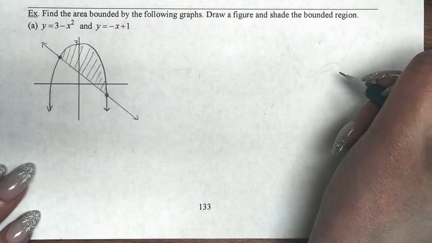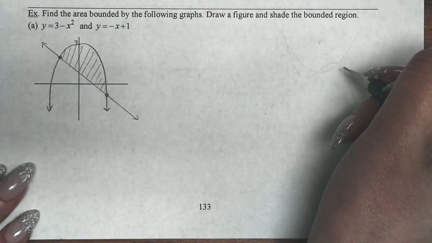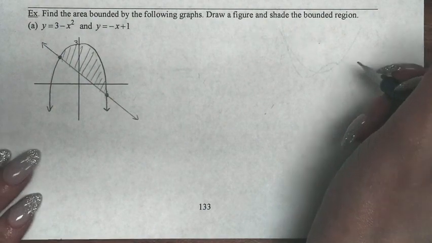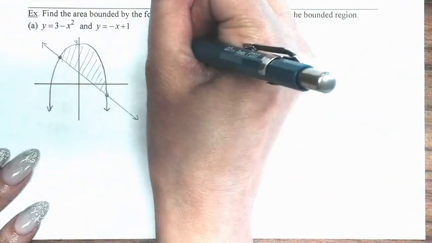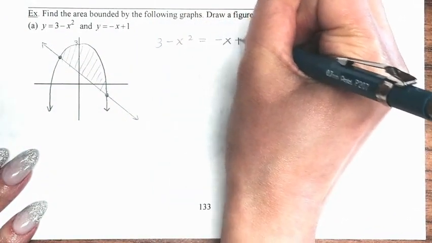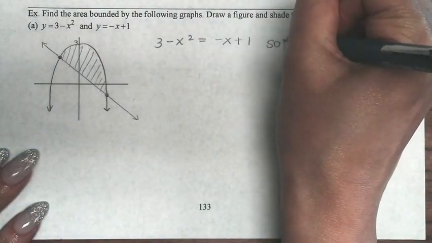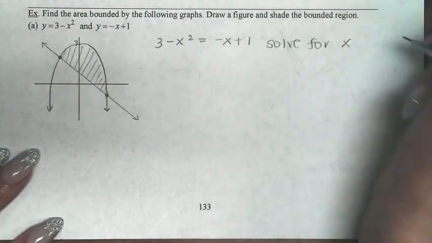So we need to do a mini trip to Algebra 2 where we were solving this kind of equation. What you're going to do is set the 3 minus x squared equal to negative x plus 1 from the equations that we have here, and then solve for x.